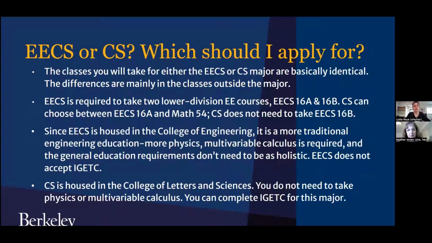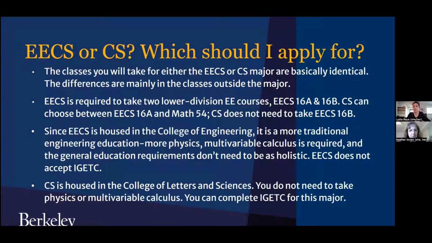So for example, the EECS major, and I have a visual later to show this. The EECS major, you do need to take two lower division EE courses, which are EECS 16A and B, where the computer science major can choose between EECS 16A and Math 54. Most students will do Math 54 because that one is offered at community college. There are, I think, 2 schools now, maybe working on 3, that have an EECS 16A equivalent. One school, I think, is a partial equivalent. But the computer science major does not need to take that second electrical engineering course. They don't have to take EECS 16B.